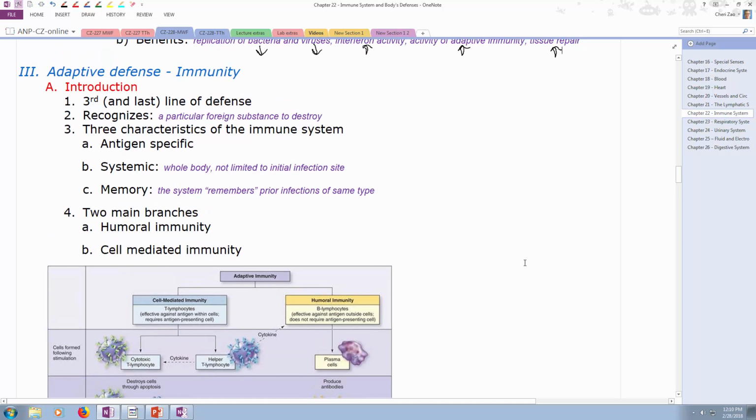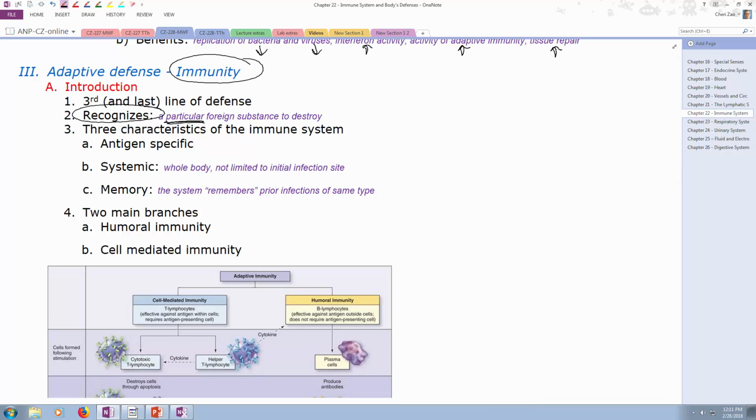Now we're going to get into the adaptive branch, which is more effectively called immunity, and it is considered our last line of defense, or the third and therefore last line of defense. And it is very specific because it is a system that has recognition. The other system just kind of says, well, you fit into the category of a virus or you fit into the category of bacteria. This is a very specific recognition system and very particular as to what it actually is recognizing.